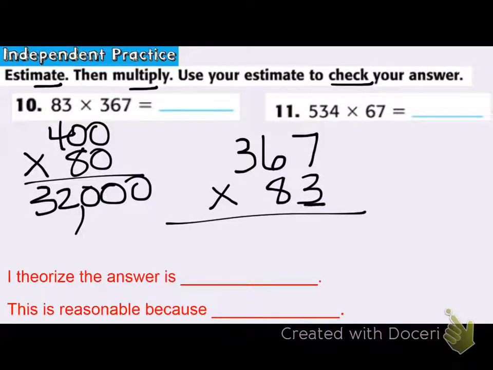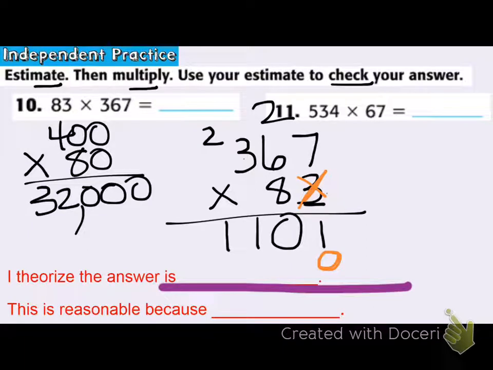Step 2, that 3. 3 times 7 is 21. Bring up my 2. And I'm going to say 3 times 6 is 18, plus the 2 is 20. So I can bring up the 2. 3 times 3 is 9, plus 2 is 11. Okay, I'm finished with the ones place, so I'm going to go ahead and cross it off, add my placeholder, and then I'm going to go ahead and try to solve the tens place.